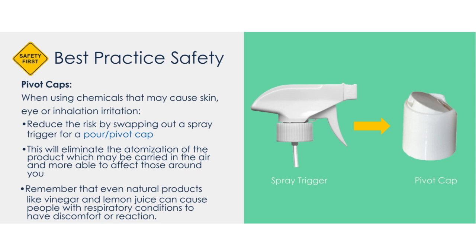When using chemicals, it is essential to identify if you should be using a spray trigger or a pivot cap. Pivot caps are usually used when chemicals that may cause skin, eye, or inhalation irritation need to be minimized. Pivot caps are used to reduce the risk by swapping out a trigger for a pour or pivot cap. This will eliminate the atomization of this product into the air, which will affect those around you.